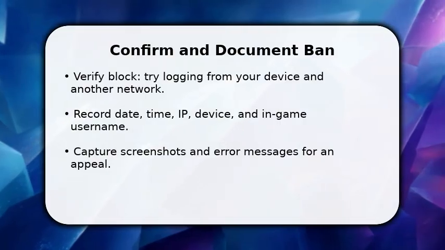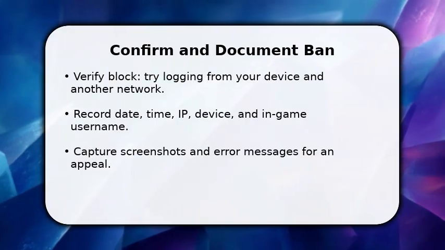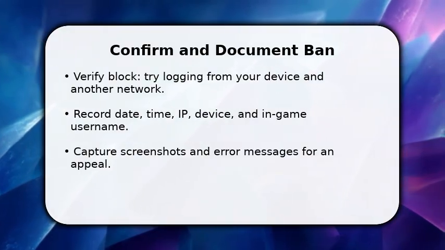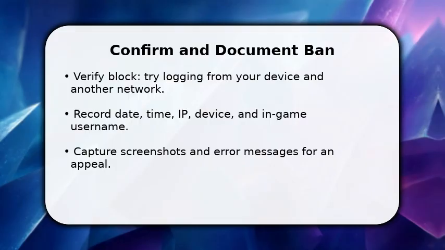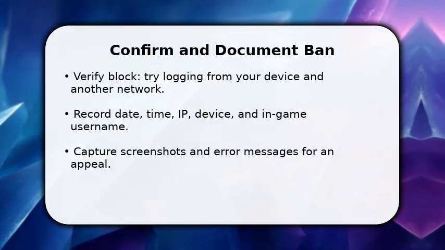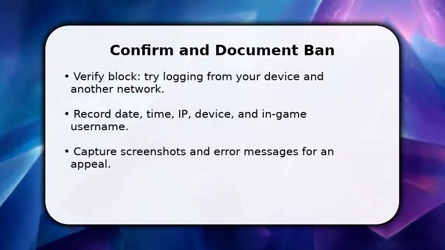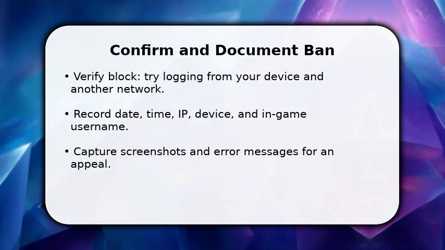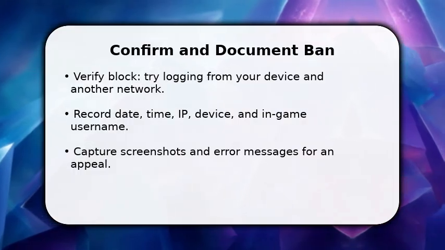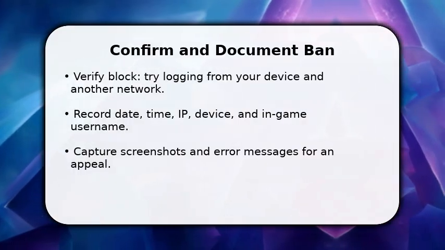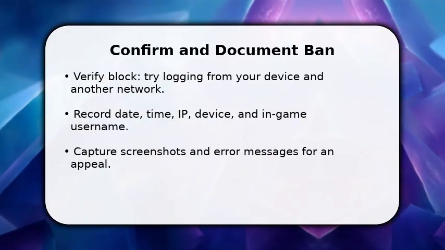You start by confirming the ban and collecting proof. Attempt login from a different network. If you still see the IP block, capture screenshots and note timestamps. Once done, write down your current public IP, device details, and the exact error text. Make sure to keep server region and any recent actions noted. This helps support identify the reason.